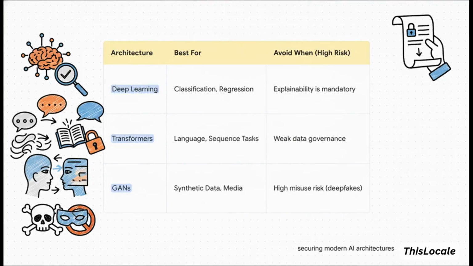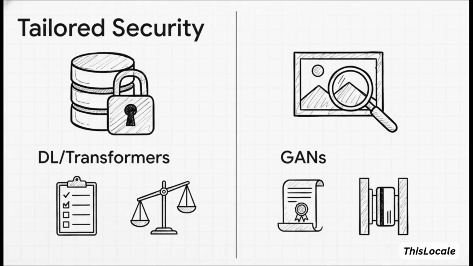You'll want to use standard deep learning for those classic jobs, like classification. Turn to transformers for anything involving language, sequences, or multiple data types. And call on GANs when your goal is to generate new synthetic data. But you have got to pay super close attention to that avoid when column. Stay away from GANs if the risk of misuse is high, and think twice about transformers if you don't have rock-solid data governance. Remember, security here is definitely not one size fits all.